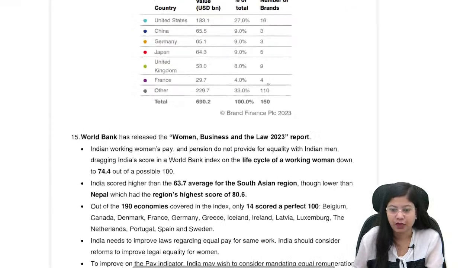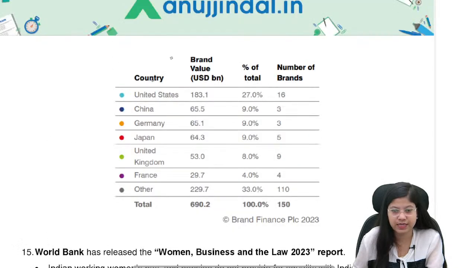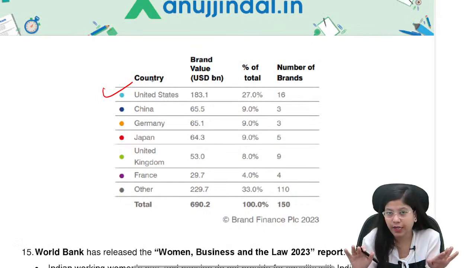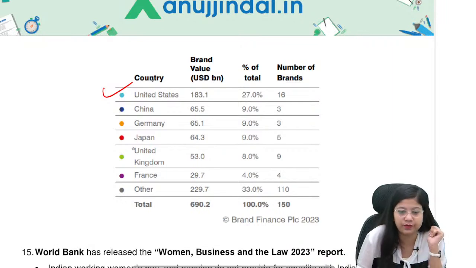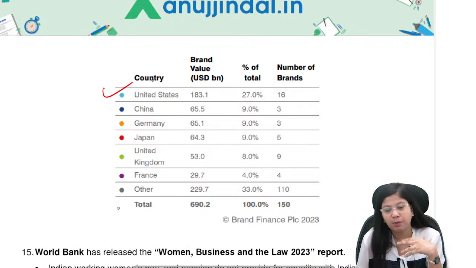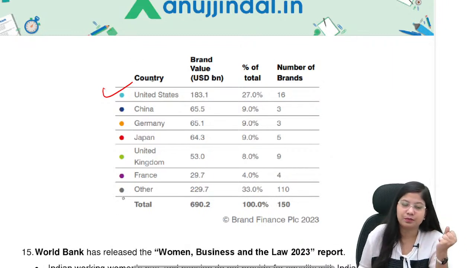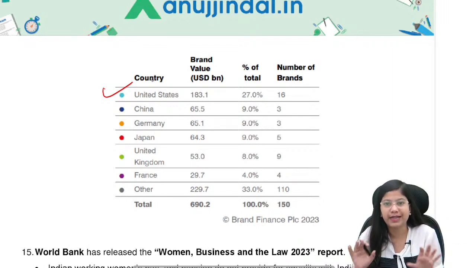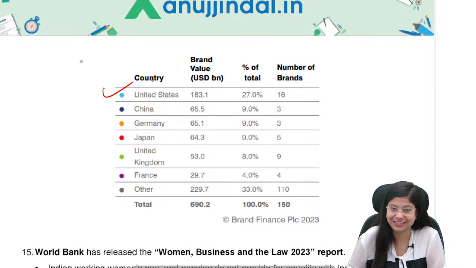One more thing that you should be aware of is that the country US stands at the first position in the telecom sector as far as the brand value of its companies is concerned. Then we have China, Germany, Japan, UK, France, and others. India does not position among these top countries, but still it is notable that one company positions in the world's top 10, and that too at the second position.